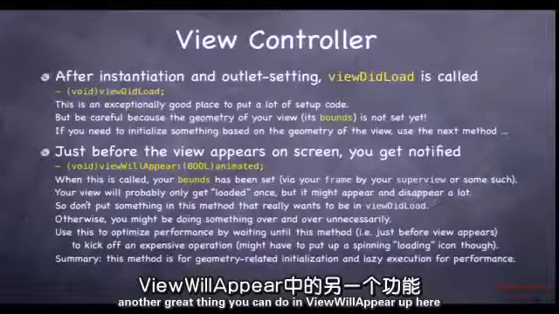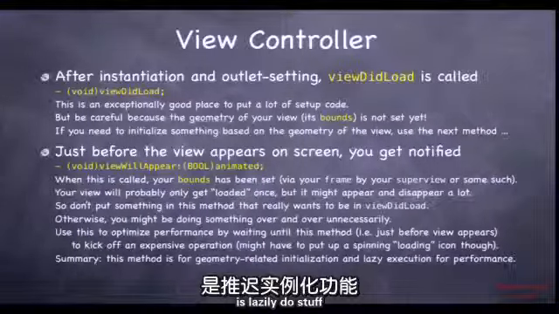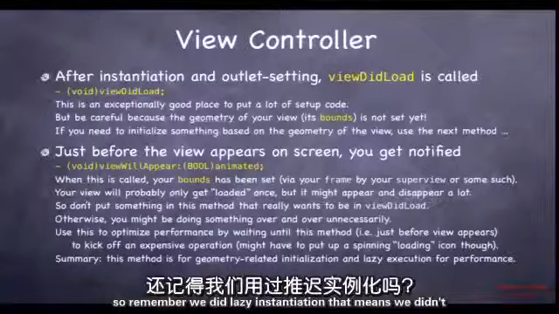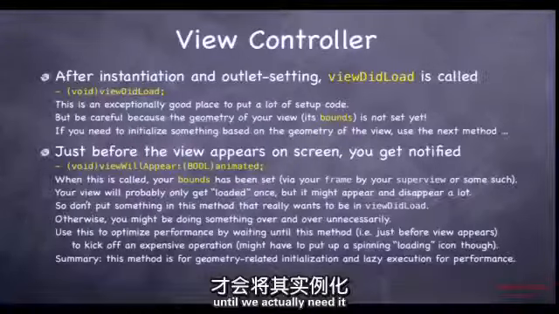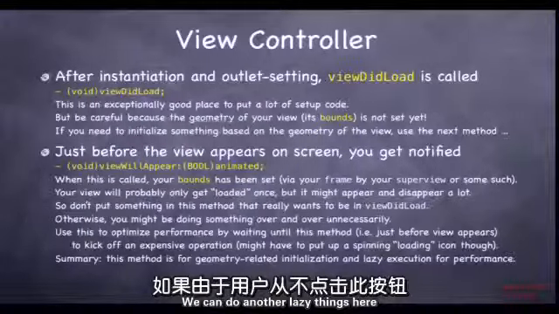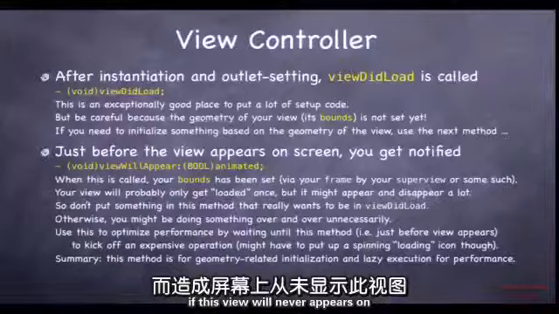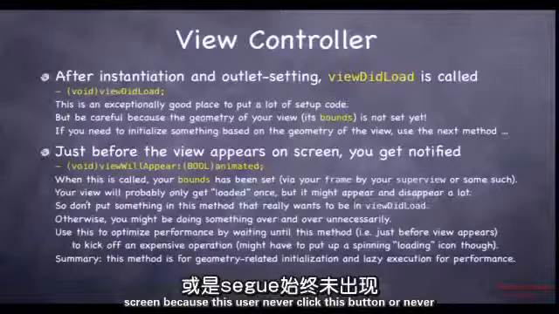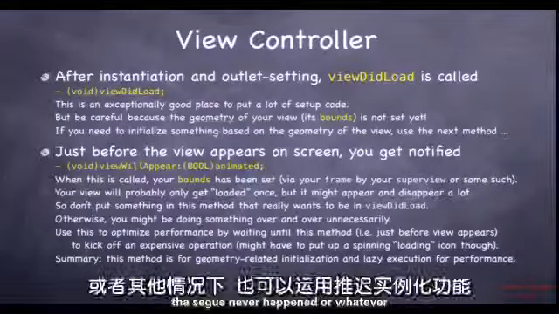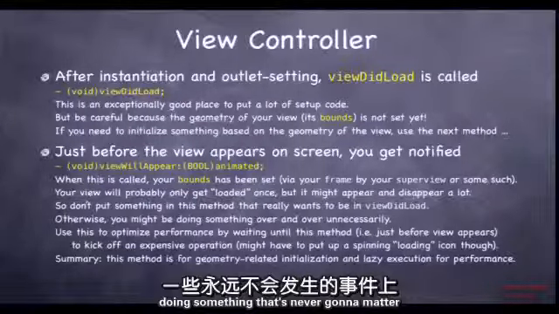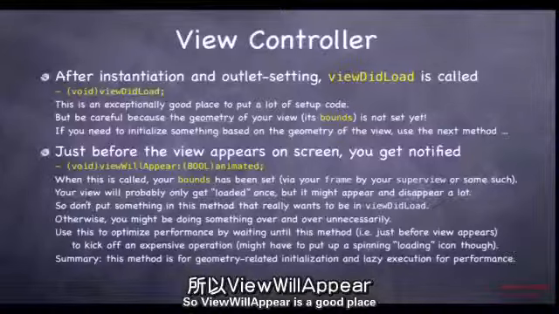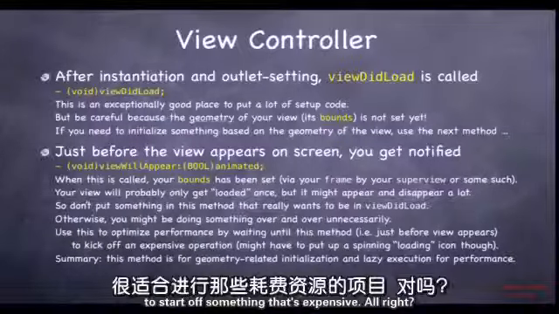Another great thing you can do in viewWillAppear is lazily do stuff. So remember we did lazy instantiation? That means we didn't instantiate the calculator brain or whatever until we actually needed it. We can do other lazy things here, where if this view never appears on screen because the user never clicks this button, or this segue never happens, then we're not going to waste our time doing something that's never going to matter. So viewWillAppear is a good place to start off something that's expensive.